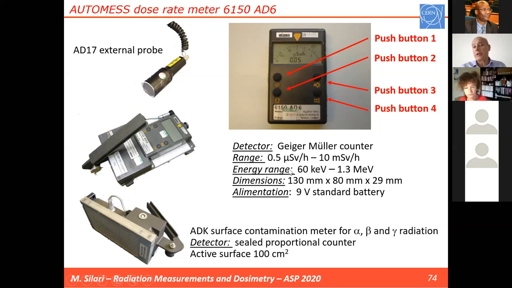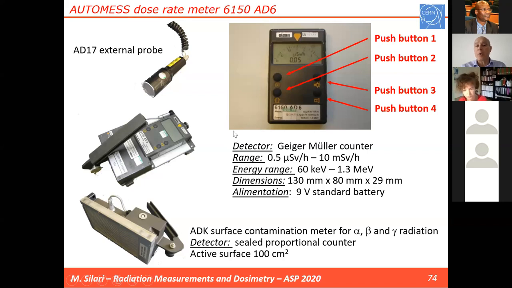The energy range of this type of instrumentation is typically between 60 keV, which is the X-ray from americium-241, to 1.3 MeV, which is the gammas from cobalt-60, one of the sources with the highest energy photons that you find in activated accelerator components. It is very compact. It is battery powered, a standard 9-volt battery. It is designed so that it gives more or less a constant response in this energy range.